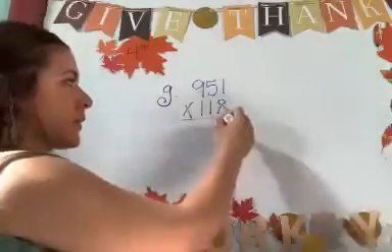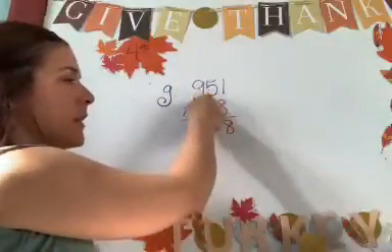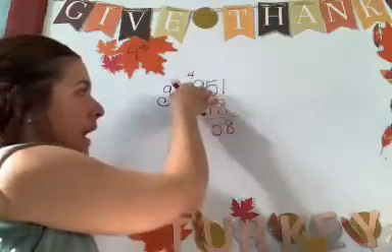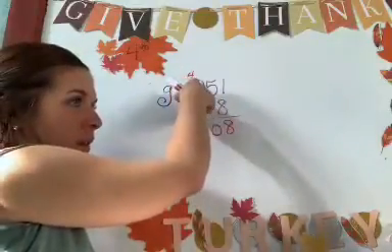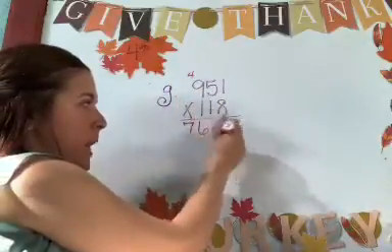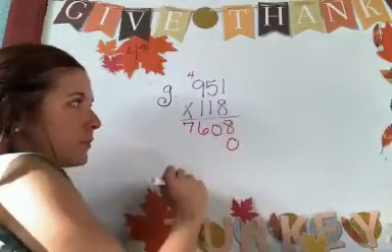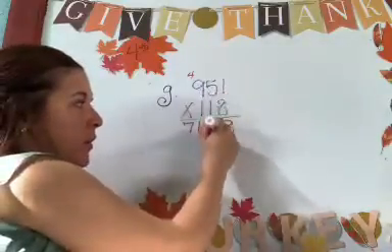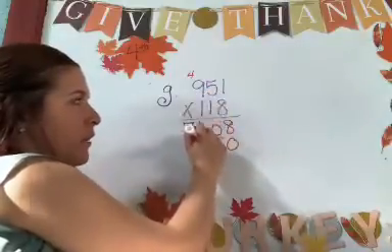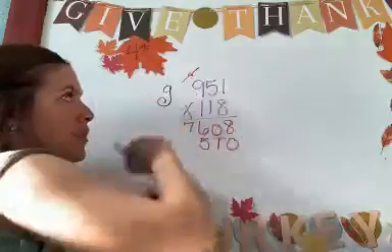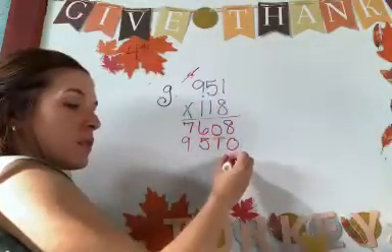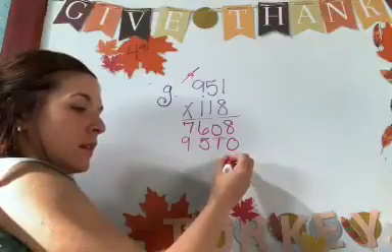8 × 1 = 8. 8 × 5, Salma? 40. 8 × 9, Kiana? 72 + 4 = 76. Put 10. 1 × 1 = 1. 1 × 5 = 5. 1 × 9, cross this out because we can use that this time. 1 × 9 = 9. Now how many zeros do we put here, Fernanda? 2.